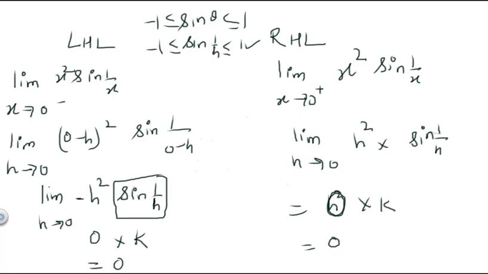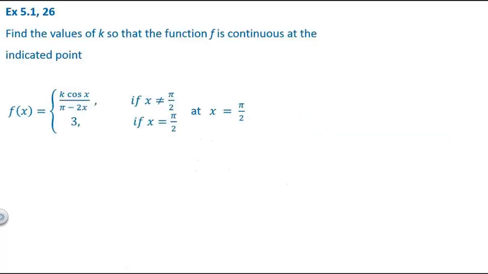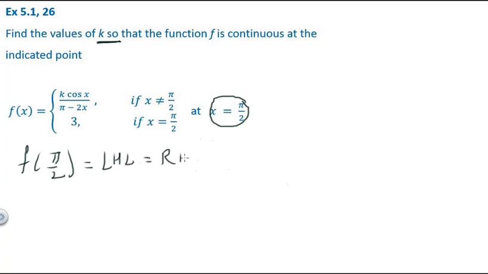Let us go to the next question, which is question number 26. In question number 26, they are asking to find the value of k when this function is continuous at the indicated point. Indicated point is pi by 2. So if it is continuous, that means we know f of pi by 2, LHL and RHL, these three things are equal. Let us find and equate them.